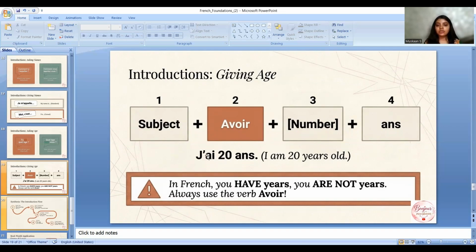Like I already told you, you will always use a verb when you are talking about age and when you are answering about that also. In French, you have years. You are not years. So always use the verb avoir. We say I have 20 years if you want the literal meaning. It is not you are 20 years. It will be j'ai 20 ans. J'ai is the conjugation of avoir, then the number, and then ans. Ans means years. So it'll be j'ai 20 ans, and you can say according to yours.